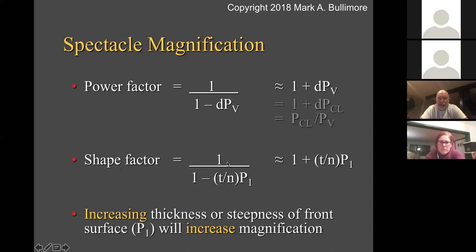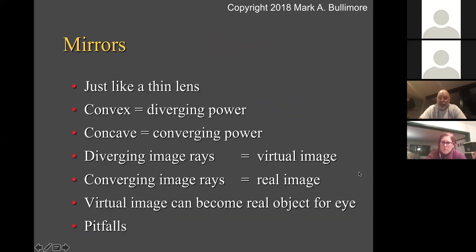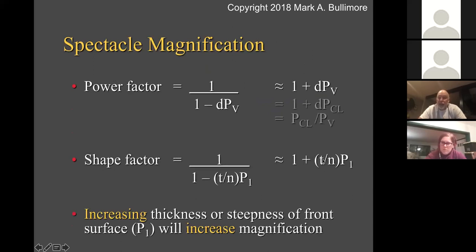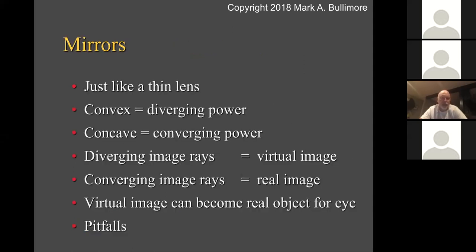But the shape factor, that's the magnification produced by the form of the lens, you can rewrite this as 1 plus the thickness divided by n. If you remember first year optics, you'll remember that as the equivalent thickness, times the base curve, the front surface power. Okay, when I look at this formula, I can see very easily that increasing the thickness or increasing the front surface power, steepening the base curve if you like, will increase the magnification. So that formula is more intuitive to me when I'm calculating or thinking about shape factor and power factor. Okay, those are probably good formulae to remember.